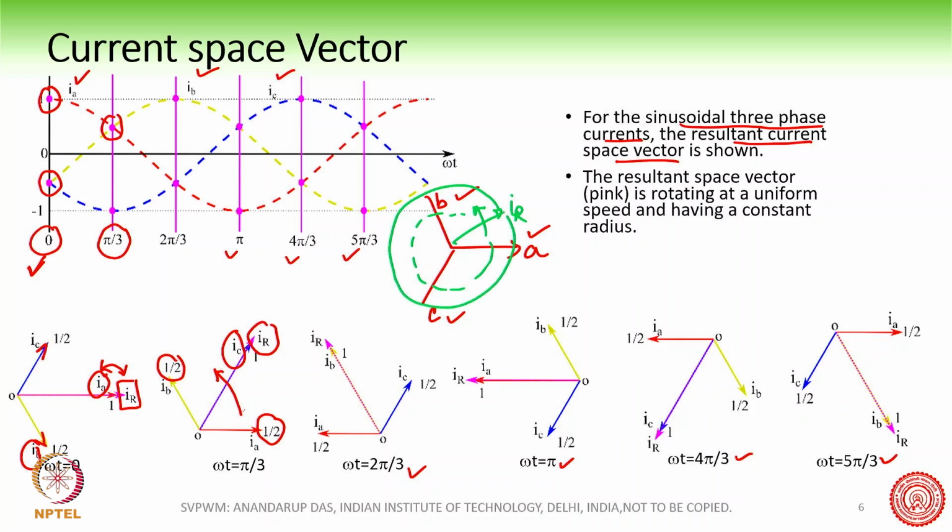This is the peak and it is moving like this. So this dotted part I will remove. So IR has a fixed amplitude, and is rotating in a circular anti-clockwise direction, having the same amplitude, at a uniform speed and constant radius.